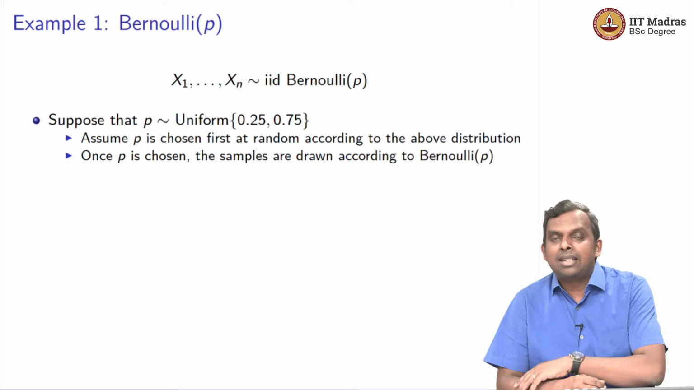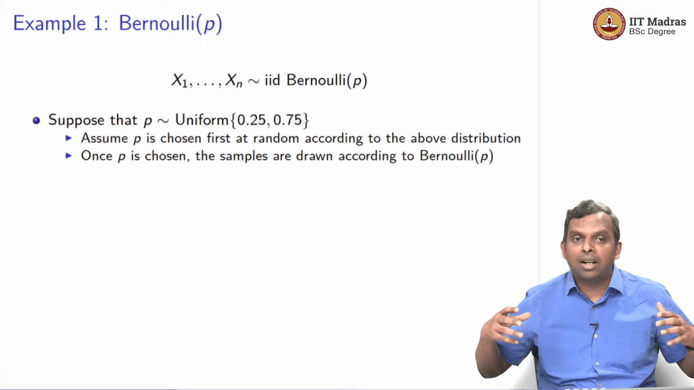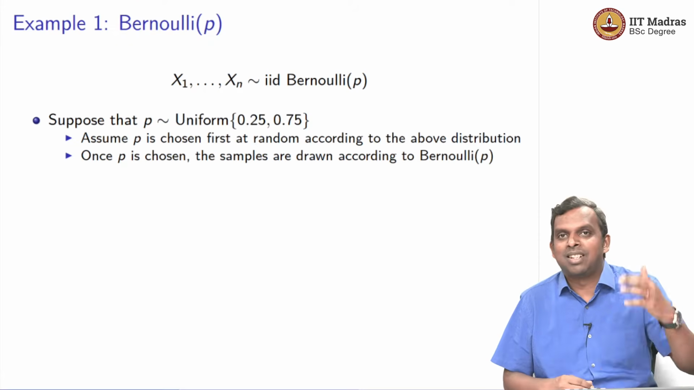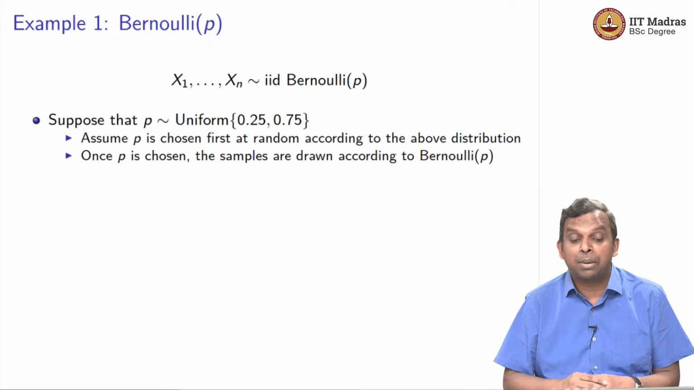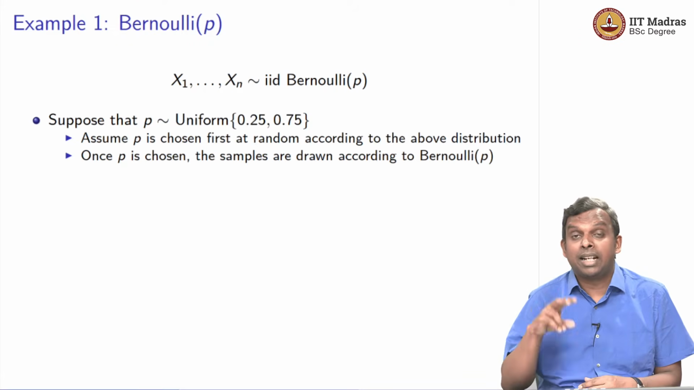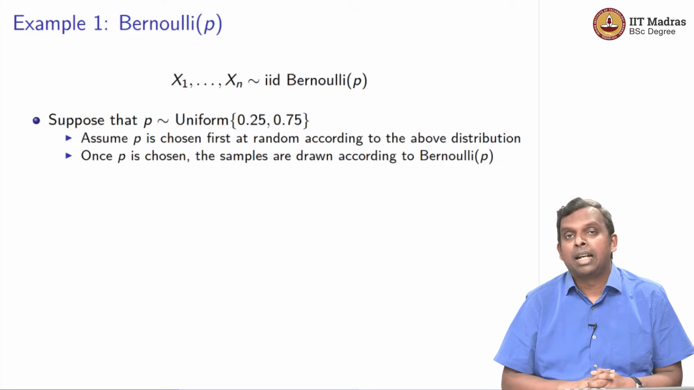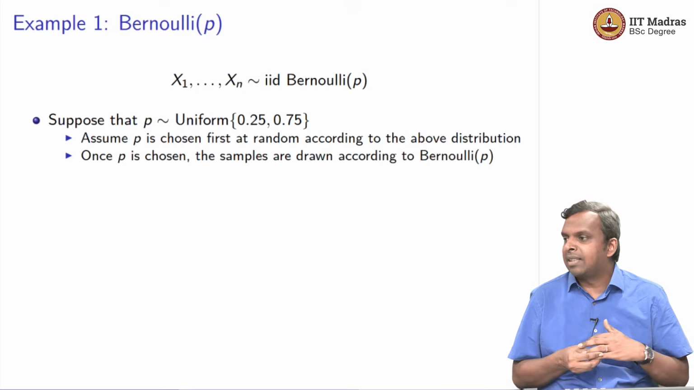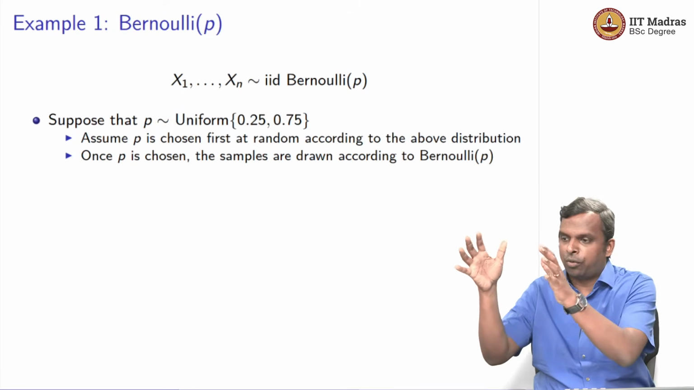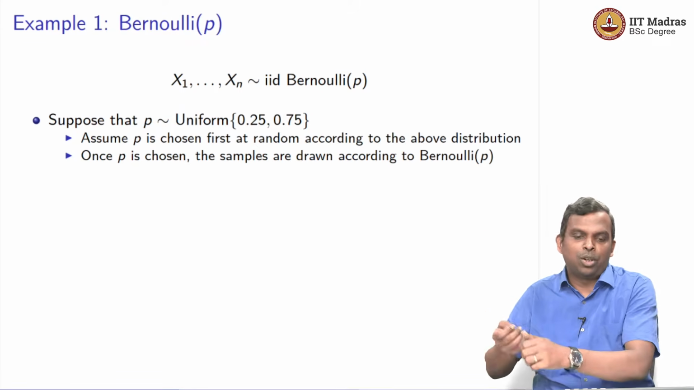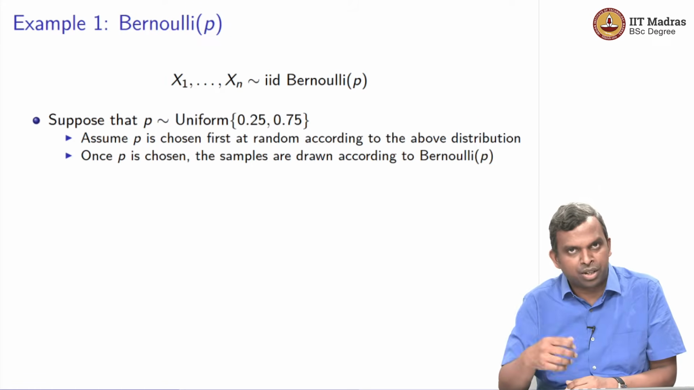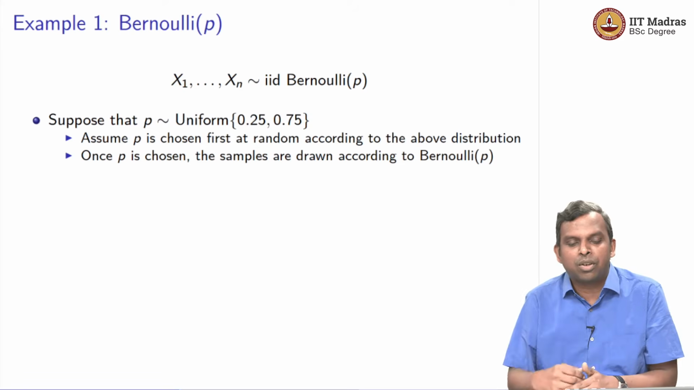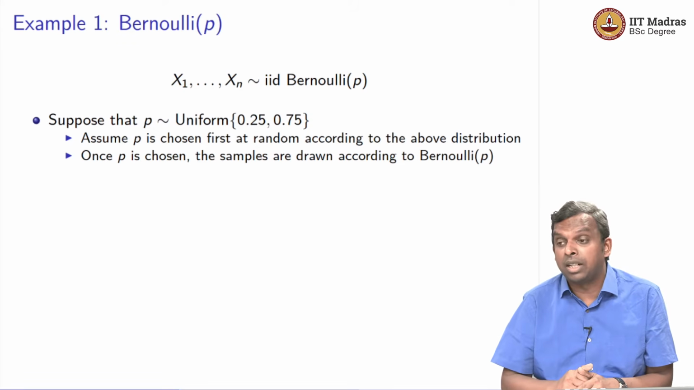Now in the Bayesian setting, you will start with some distribution for P. So for instance, you will say here is some distribution I'm assuming for P. I'm saying P is going to be uniform and it takes only two values, 0.25 and 0.75. How do you think of this? You have to think of it as tossing a coin to get the Bernoulli distribution. Heads is 1, tails is 0, whatever. So you're tossing a coin to get the Bernoulli distribution.